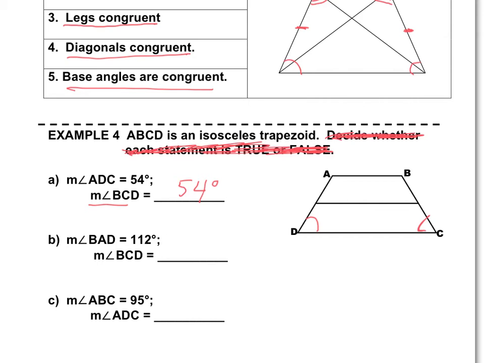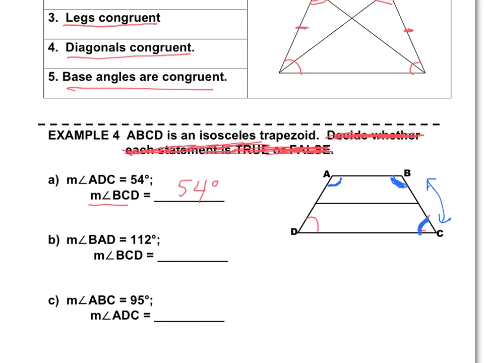Okay, here they say BAD, this guy right here, let's do this in blue so that we don't confuse ourselves. BAD is 112. They want to know what BCD would be. Well, they didn't tell us anything about opposite angles, did they? But what do we know about C and B? Don't they have to add up to 180? Aren't they consecutive angles, so they're same side interior?